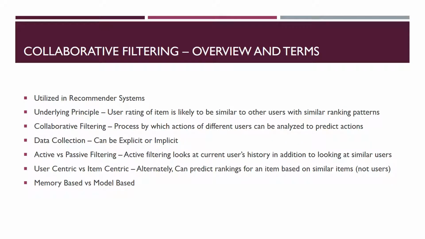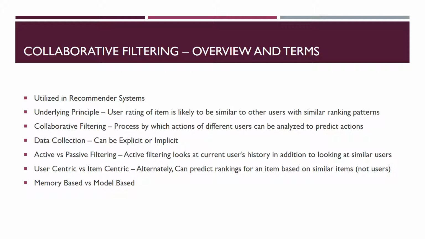So, coming to an overview of collaborative filtering. Collaborative filtering refers to a set of algorithms that are used in recommender systems, and the underlying principle is that the user rating of an item is likely to be similar to other users with similar ranking patterns. So, if you were to determine that another set of users had very similar behavior to you, then one could predict that your rating of an item would be similar to the rating that was predicted by the entire set of users. And the actual filtering process is the process by which actions of different users can be analyzed to predict actions of the current user.